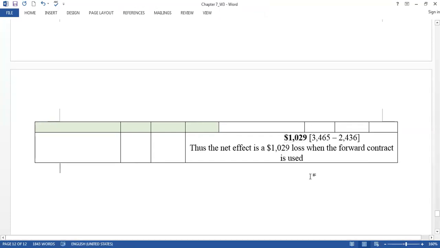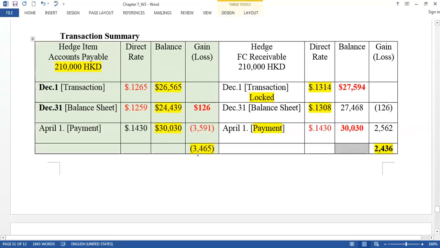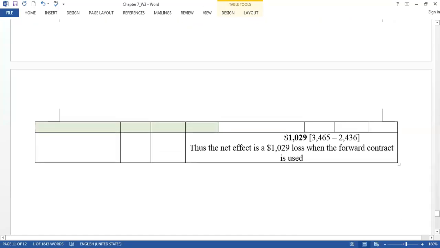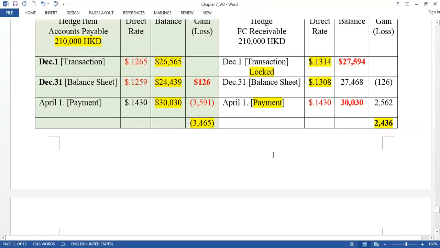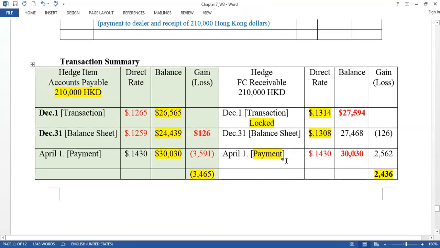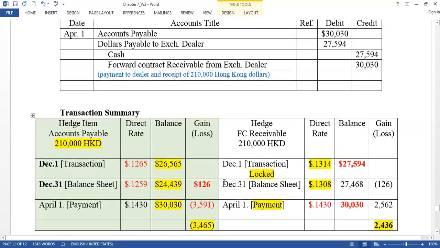Or loss. Let me see which one is higher. Loss, sorry. This loss is higher, right? Loss is higher, gain is lower. So we find that our actual loss is $1029. We did not lose too much. Do you understand? Because we have a contract. Now, based on this information, we are going to record the journal entry.